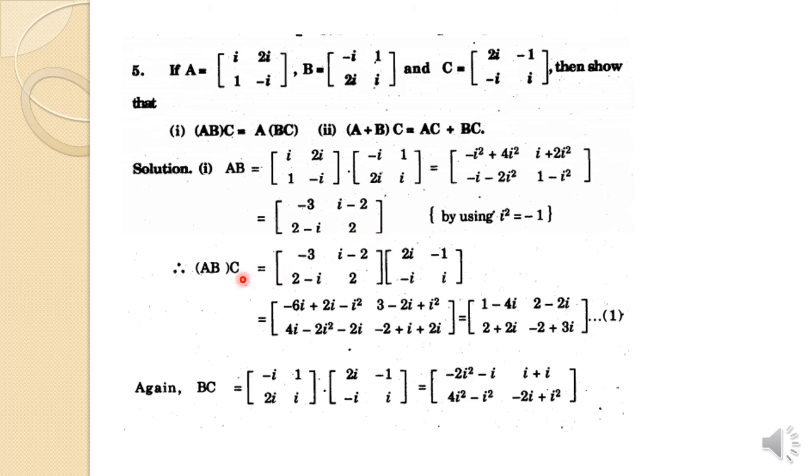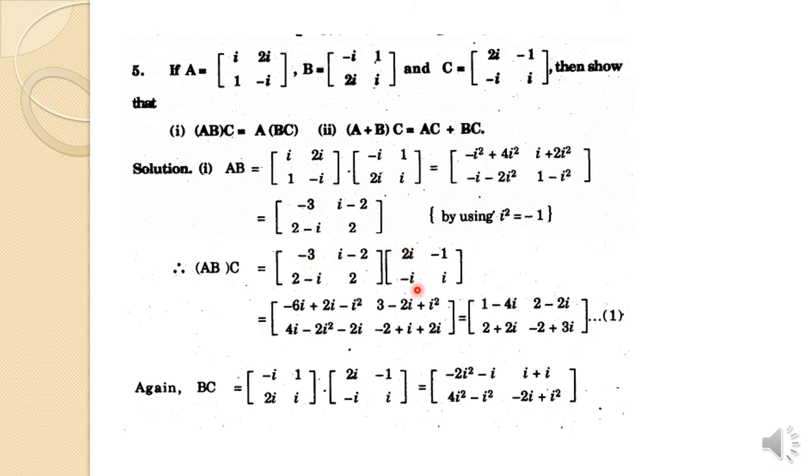Now multiply this matrix with matrix C. We have to prove the associative law, so we have to solve here the left hand side. So we multiply AB and then multiply the answer of AB with C. Now multiply AB with C. So this is the matrix AB and multiply with C.